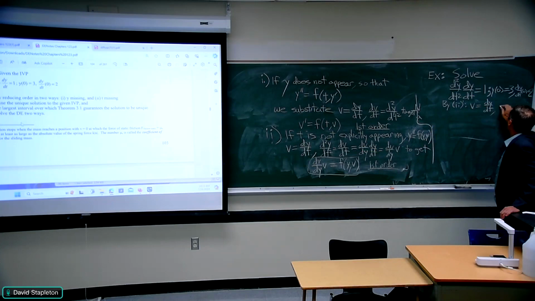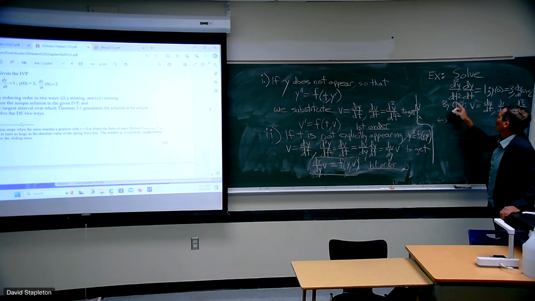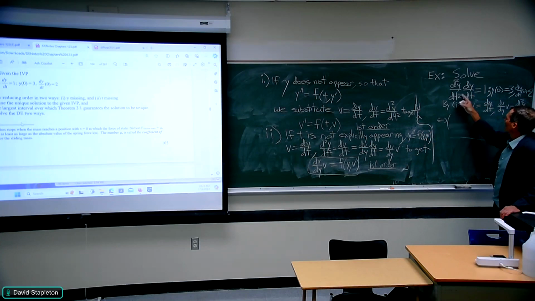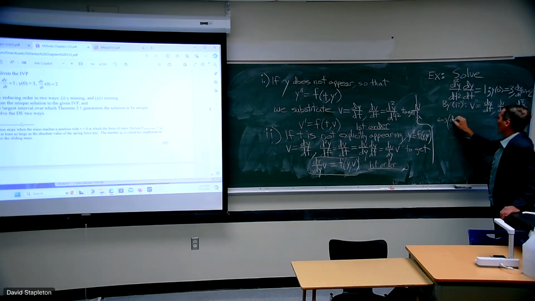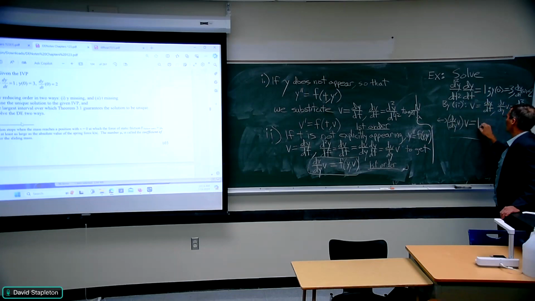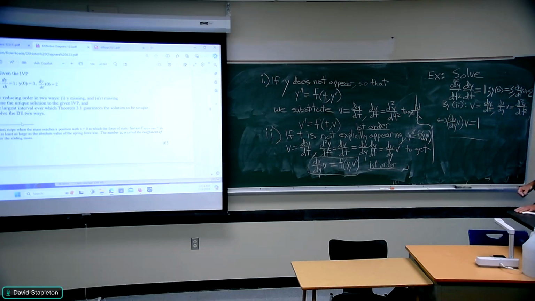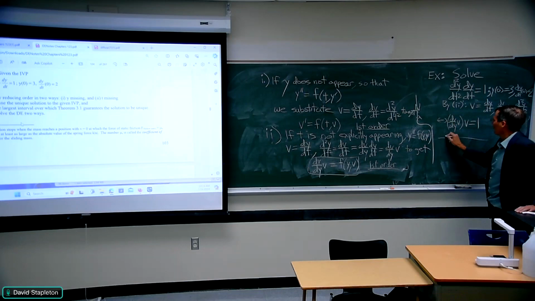So v dv dy times v replaces d squared y dt squared to get an equivalent differential equation. Well, the second derivative is replaced by dv dy times v. The first derivative is replaced by v equals 1. How about that? So we get this equation, and equivalently this first order equation is, if I put it in normal form, dv dy equals 1 over v squared. Can we solve that one?